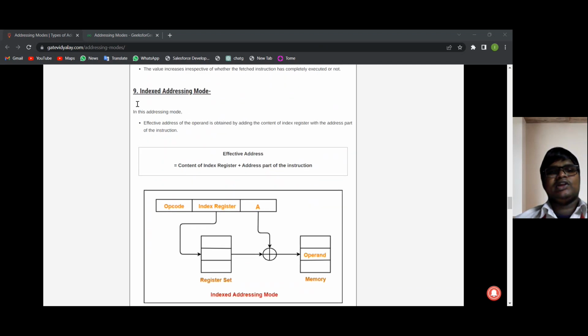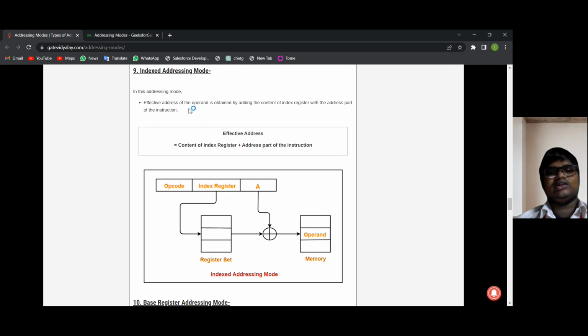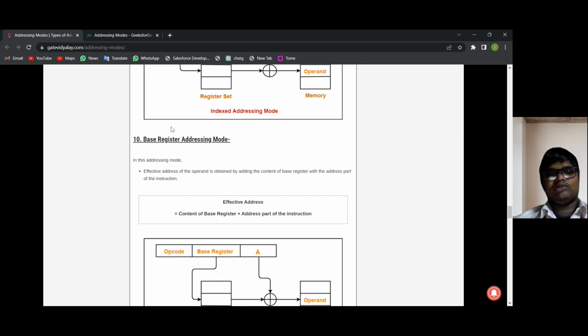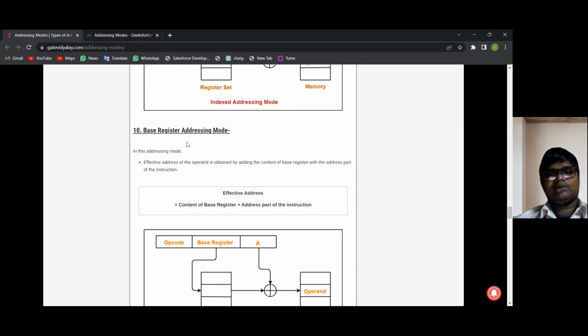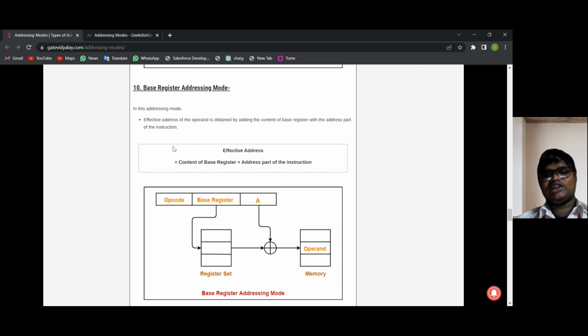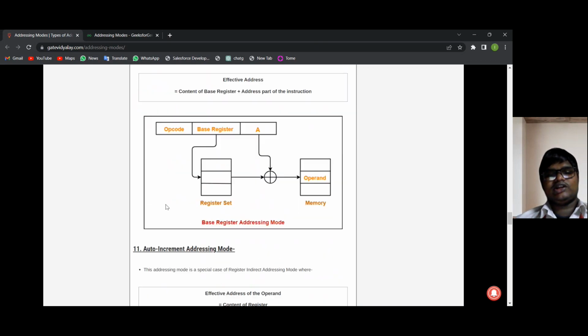Indexed addressing mode. In this addressing mode, the effective address of the operand is obtained by adding the contents of the index register with the address part of the instruction. Effective address is equal to content of the index register plus address part of the instruction. Opcode, index register, A. Here is a block diagram of the index addressing mode. Base register addressing mode. Effective address of the operand is obtained by adding the content of the base register with the address part of the instruction. Here effective address is equal to contents of the base register plus address part of the instruction. Here is a block diagram of base register addressing mode.